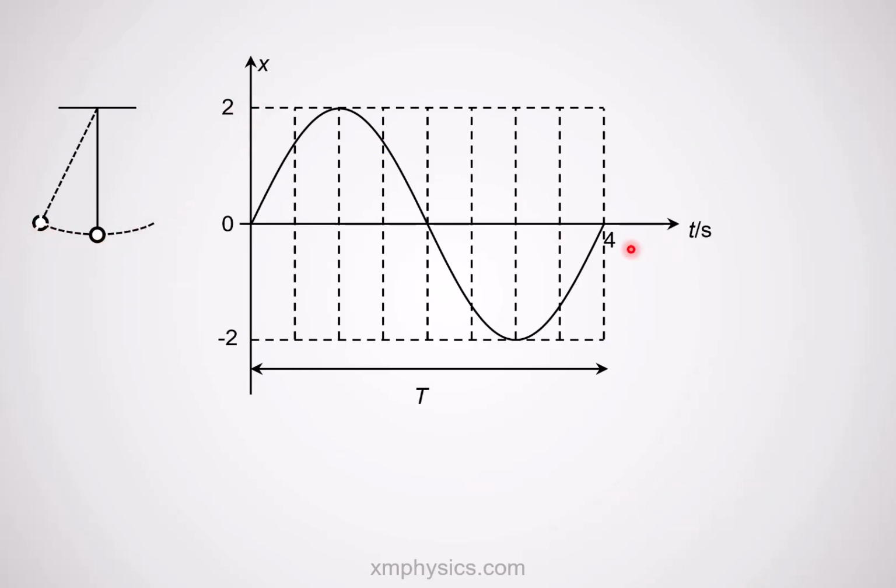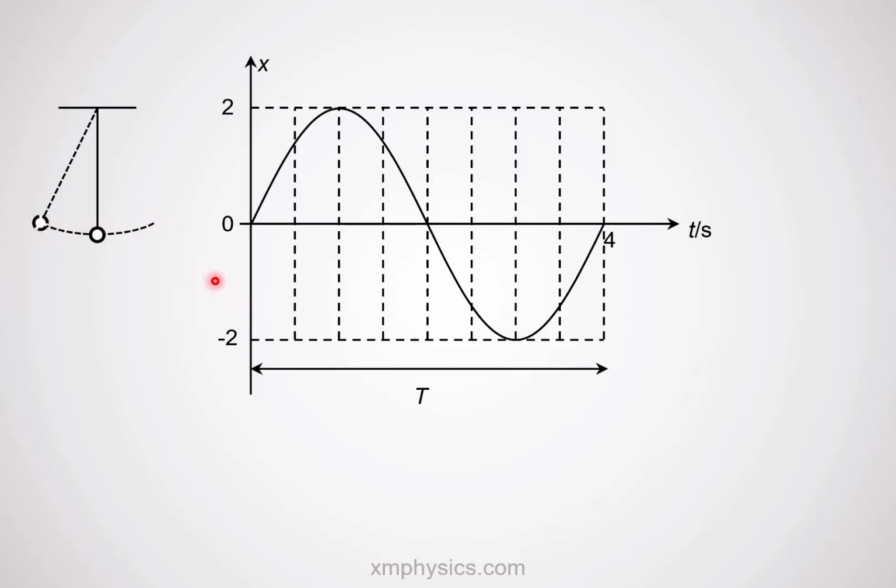So this question is about a pendulum swing. So its x-t graph is a sinusoidal function. We were told that the period is 4 seconds and the amplitude is 2 cm. How do we know that? Because the question says that the length of the circular arc is 4 cm. This is the equilibrium position, so the amplitude is 2 cm.